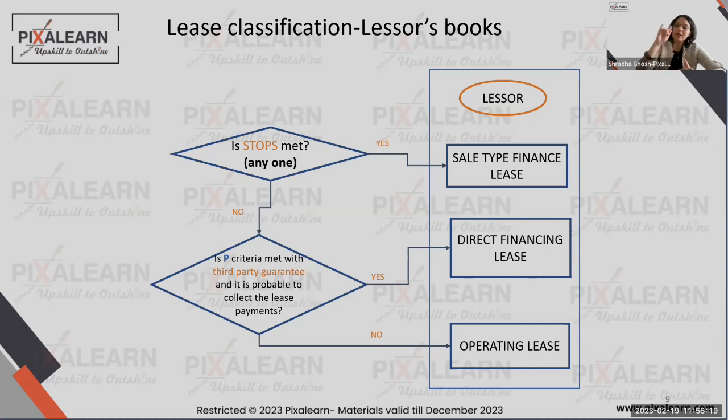If, however, the F, the T, the O, and the last S is not met, but the P, which is the present value of the lease rentals that is going to flow from the lessee to the lessor, if that criteria is met only because there is a third party who's guaranteeing a residual value to the lessor, in that case, I'm going to call it a direct financing lease. And if none of this is met, then I'm going to call it an operating lease.